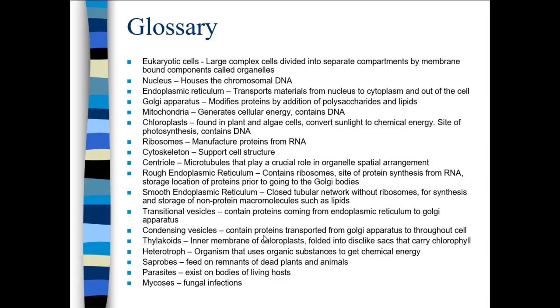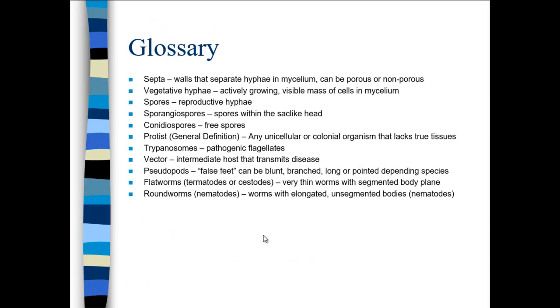Okay, and so look at that. We finished chapter 5, so we're done with eukaryotic cells. Not completely done. We're going to review this over and over again. Let's see, we have 2 pages of glossary, so make sure that you look over the review slides and the glossary.